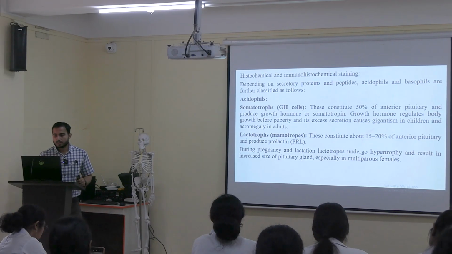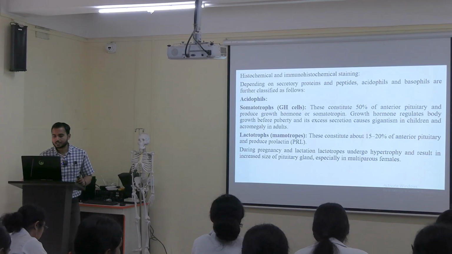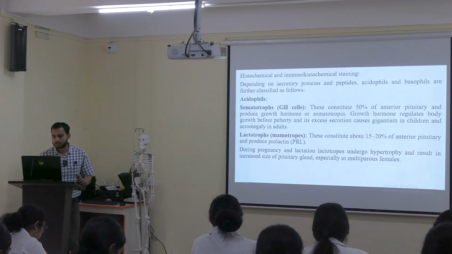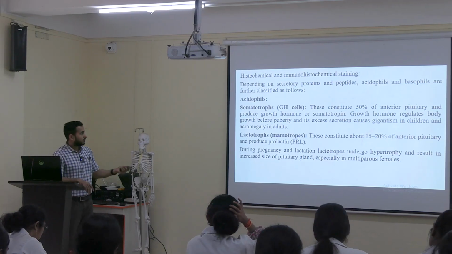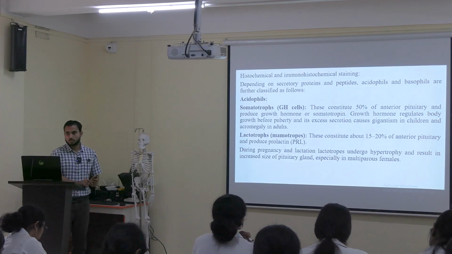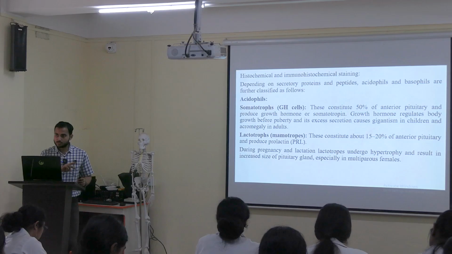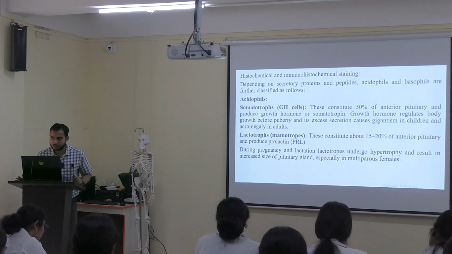Next, histochemical and immunohistochemical staining. This is also a type of staining. Depending on the secretory proteins and peptides, acidophils and basophils are further classified. In acidophils, different types of cells are there: somatotropes and lactotropes. So what is acidophil, what is basophil, that we have differentiated. We know how to differentiate.